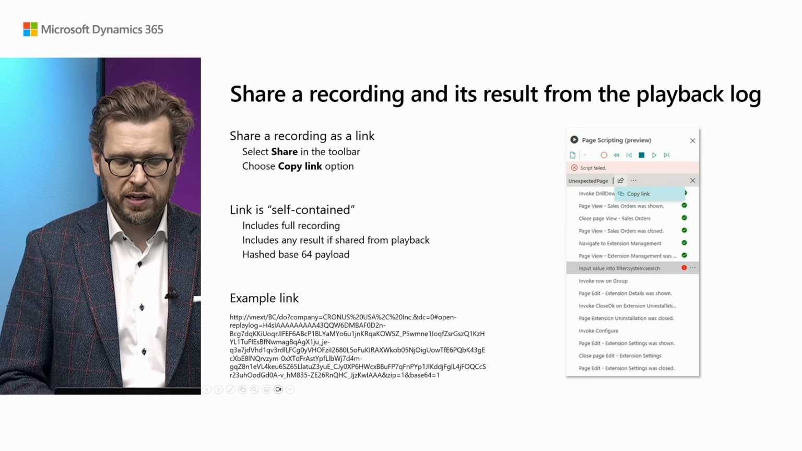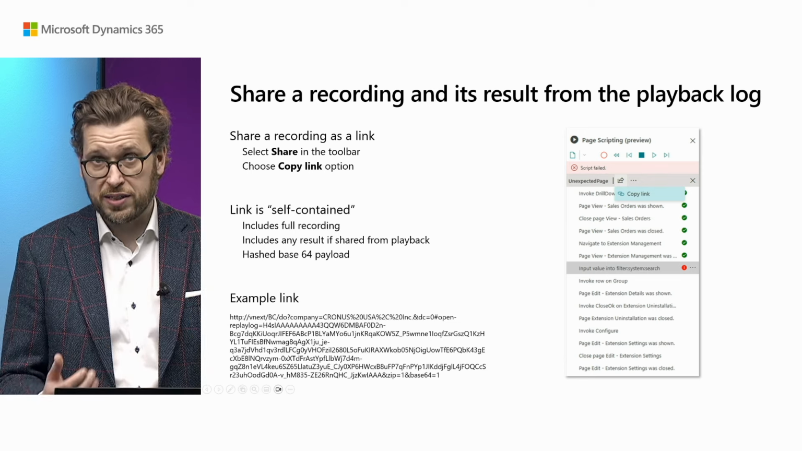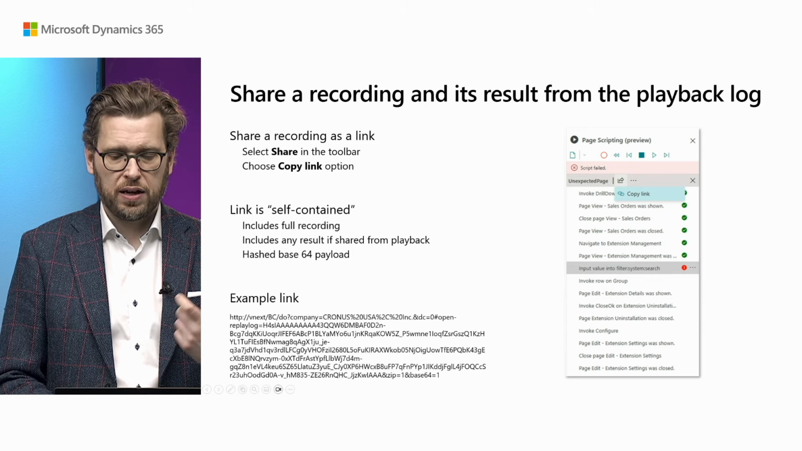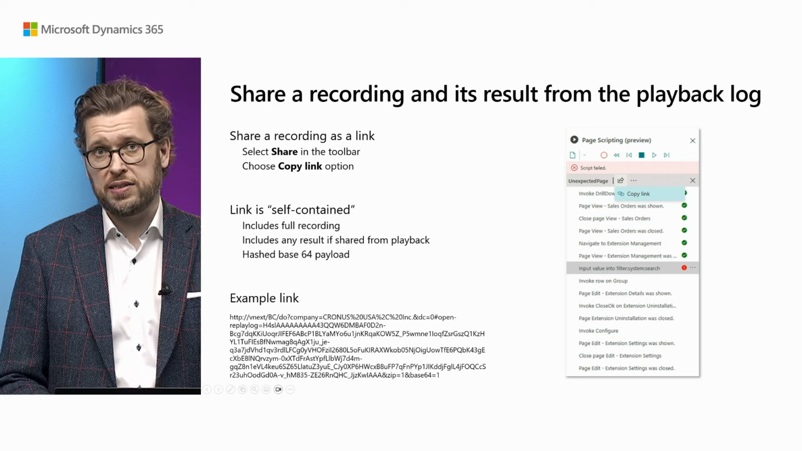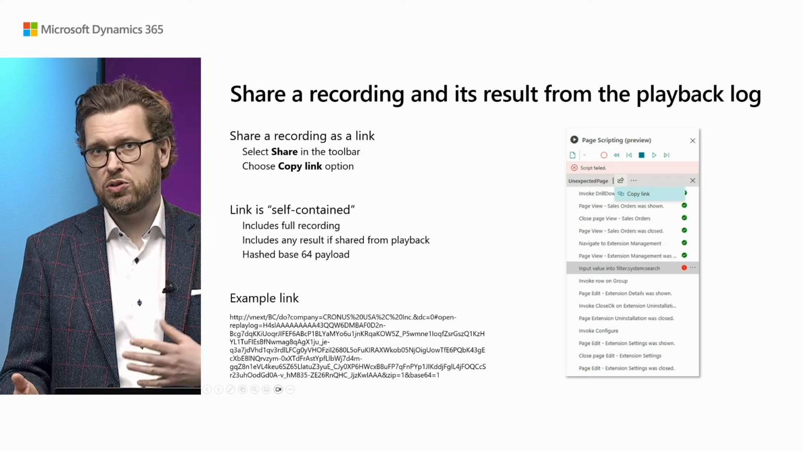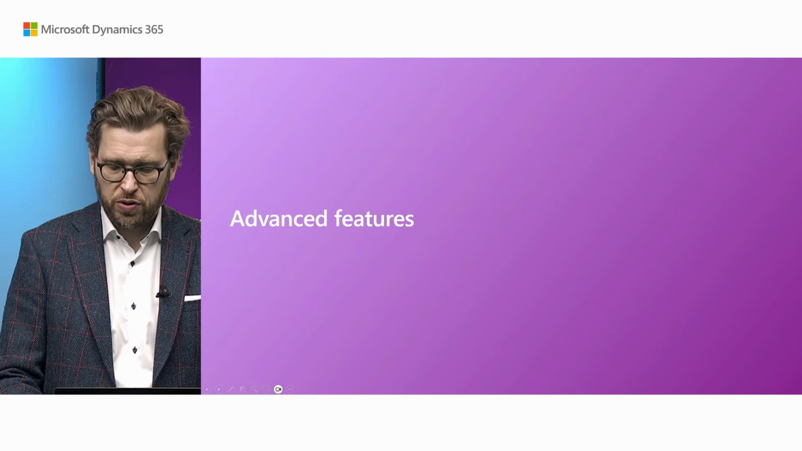And then you can take this link and give it to someone else, and if they have access to that environment, of course, they can invoke that and they can see the page script as well as the result, maybe to further investigate why this is failing in the test. So that was basically the basics of this, but there's a lot more. So let's talk about all of the advanced features that you have as well.